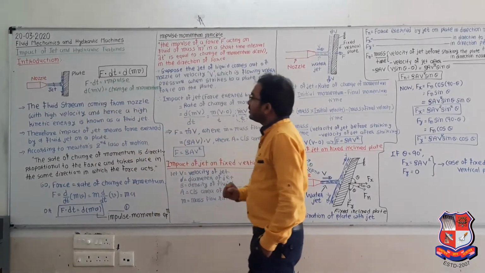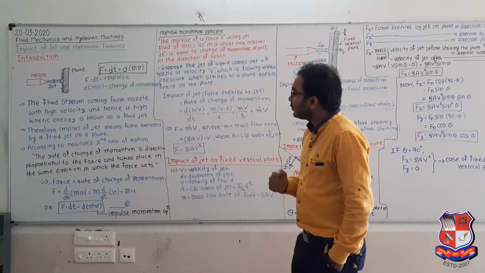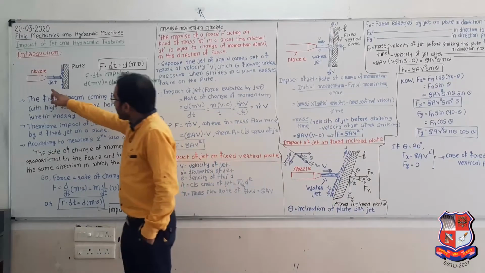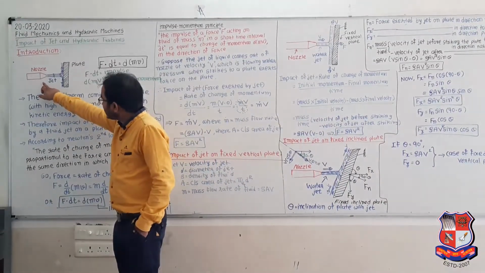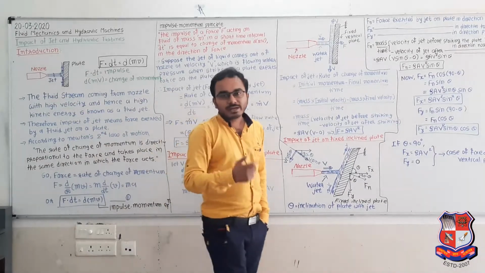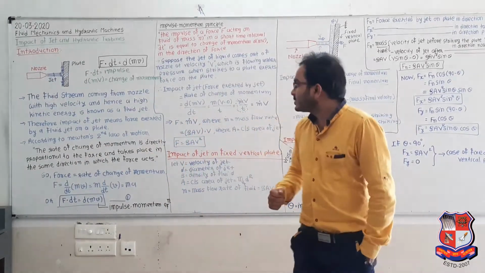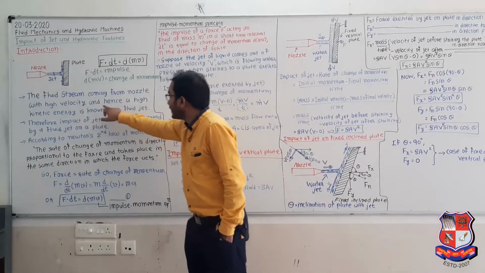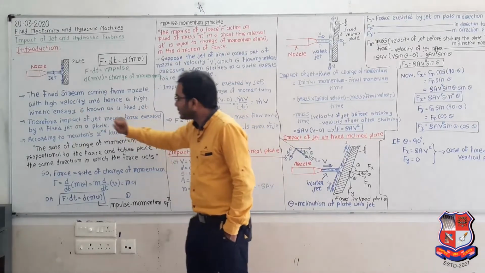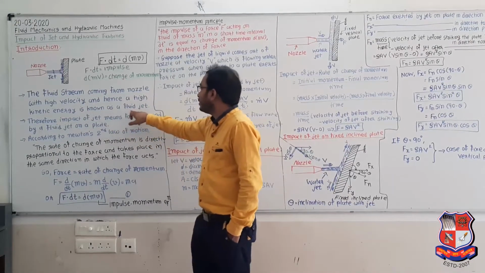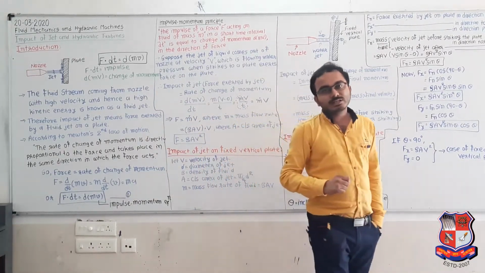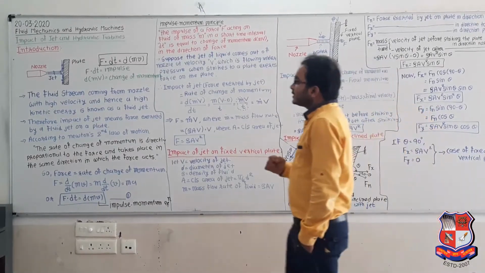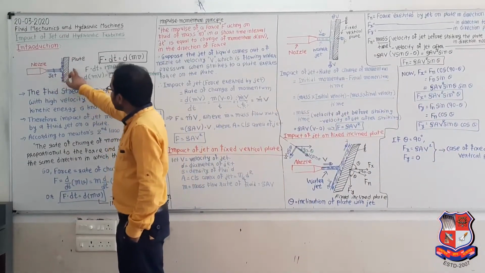So the fluid stream is coming out from the nozzle with a high velocity. As we can see, the nozzle has a converging cross-sectional area. So once the water comes out of this nozzle, it will be of very high velocity and high kinetic energy. The fluid stream coming out from the nozzle will be of high velocity and hence it will have high kinetic energy also. And this is called a fluid jet. So the basic property of a fluid jet is a very high velocity and a very high kinetic energy. This high velocity jet is striking this vertical plate.